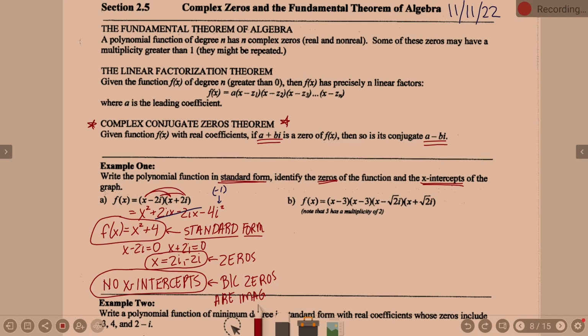And we could confirm this on the calculator, right? Not going to, because you guys know what x squared plus 4 looks like. You can visualize that. Okay. Questions there?